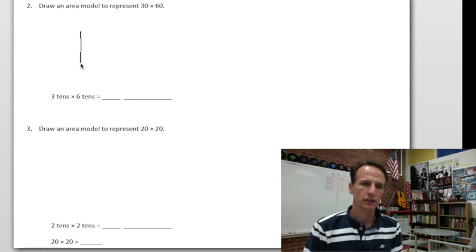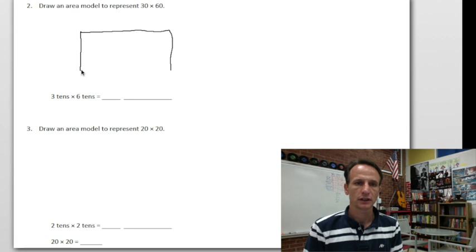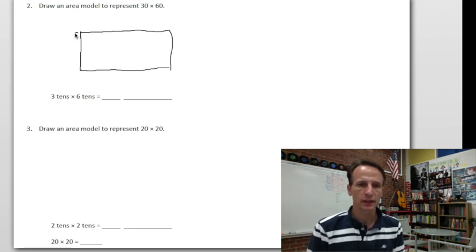So we're going to draw this side to be our 30. And then our 60 side should be about twice as long, right? Because 30 is half of 60. And now I will go ahead and label the sides. This one I'm going to label as 30, and I want to keep in mind that that is equal to 3 tens.